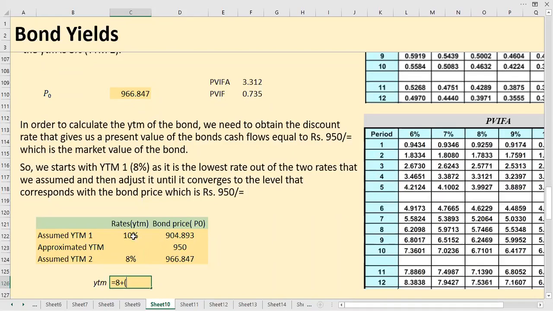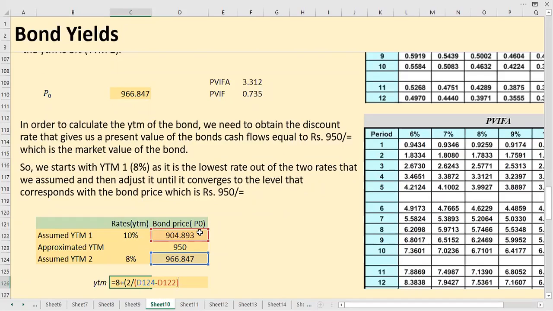The interest rate difference is 10 minus 8, so you have a 2% difference. Then I am going to divide it by the difference in the bond price. So I'm going to get that difference from this minus this. That means 966.847 minus 904.893. So that is the value.